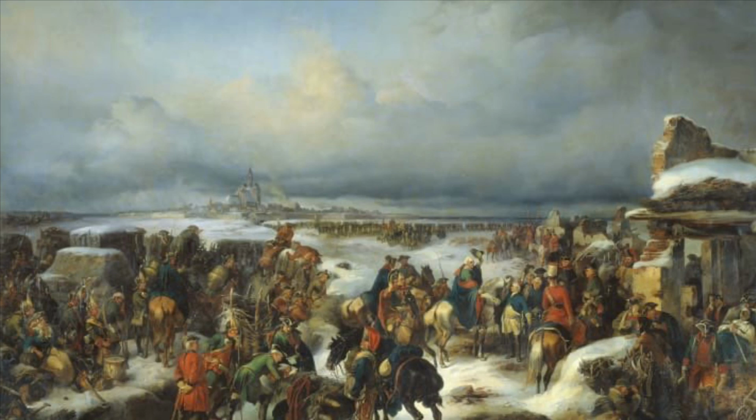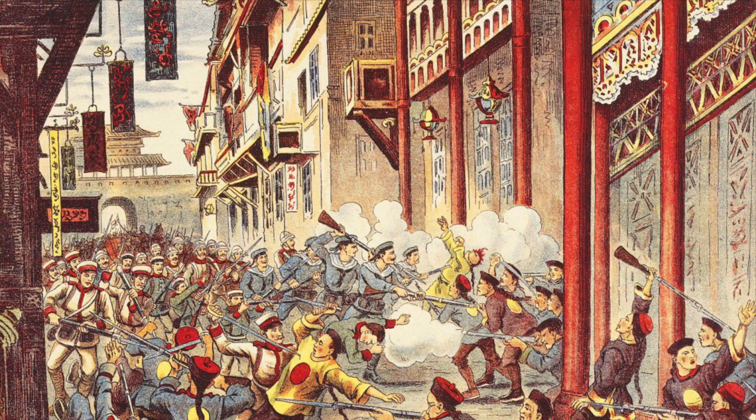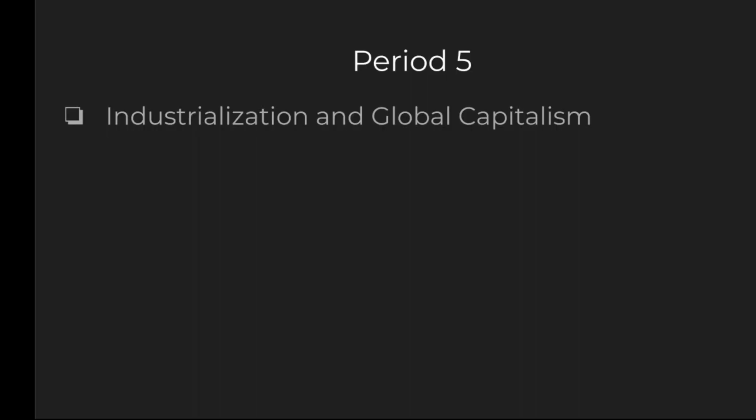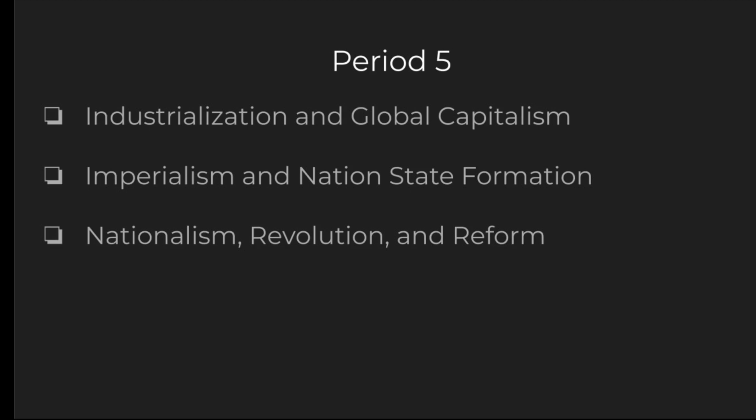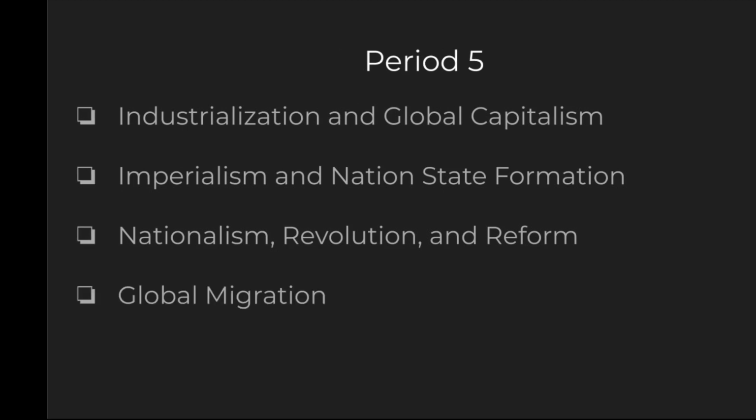To put those years into context, the Seven Years' War began in 1754, and the Boxer Rebellion occurred in 1900. Period 5 is broken into four parts: industrialization and global capitalism, imperialism and nation-state formation, nationalism, revolution, and reform, and global migration.